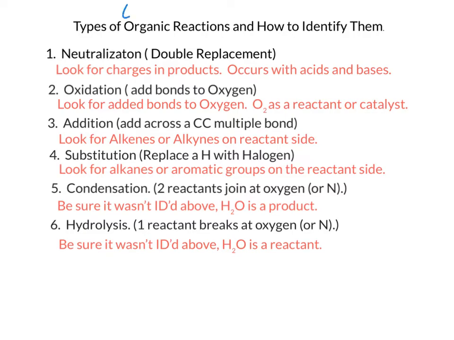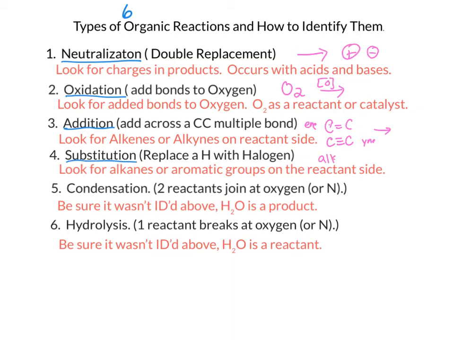That is all 6 types of organic reactions and how to identify them. Number 1, we have neutralization. We look for the charges on the product side of the reaction. Number 2, we have oxidation, where we look for oxygen on the reactant side or over the arrow. Number 3, we have addition reactions, where we'll be looking for alkenes or alkynes on the reactant side. Those are carbon-carbon double bonds or carbon-carbon triple bonds on the reactant side of the equation.